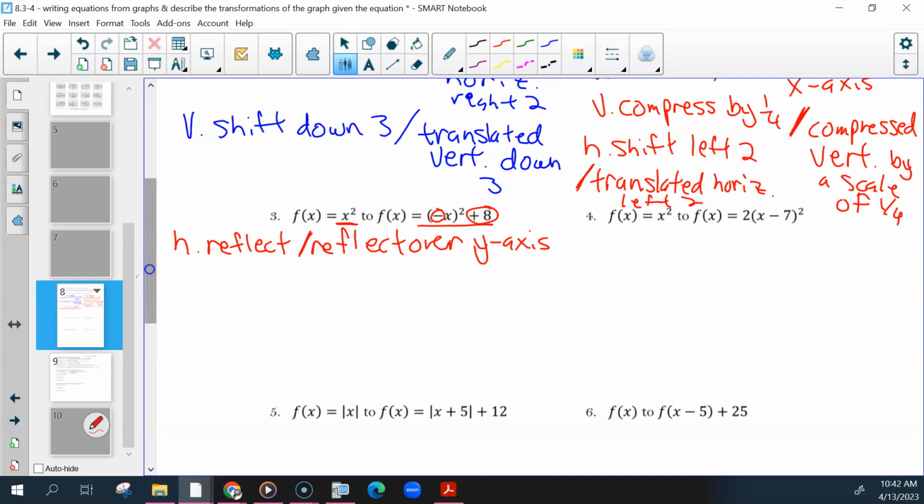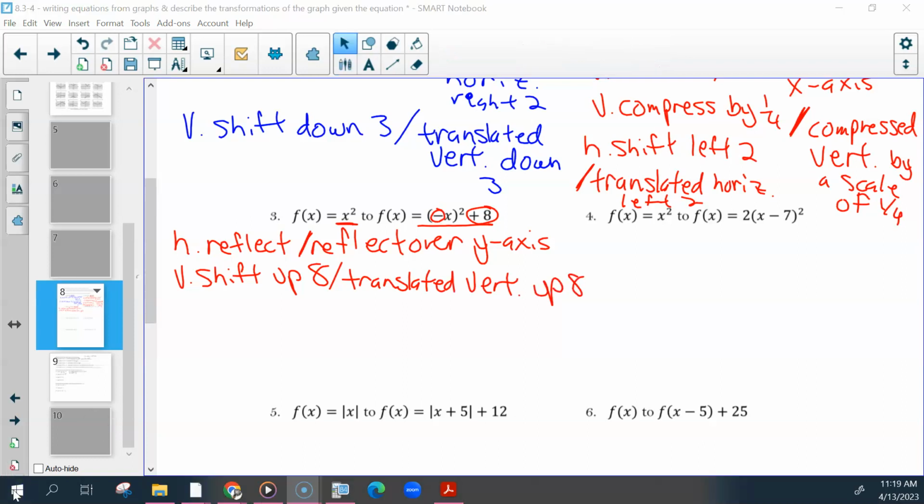Anyone know what the last transformation is? Is that plus 8 on the inside or outside of the parentheses? Vertical shift. What direction? Up 8. Or translated vertically up 8. And then any others you guys want to see?